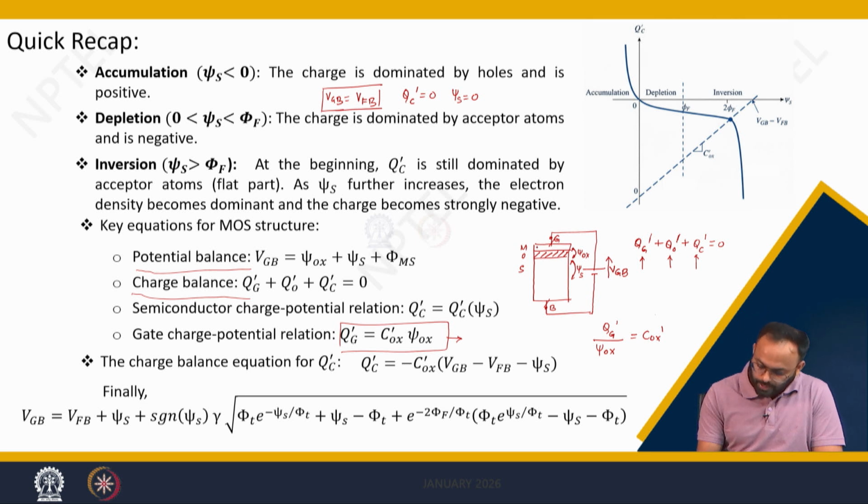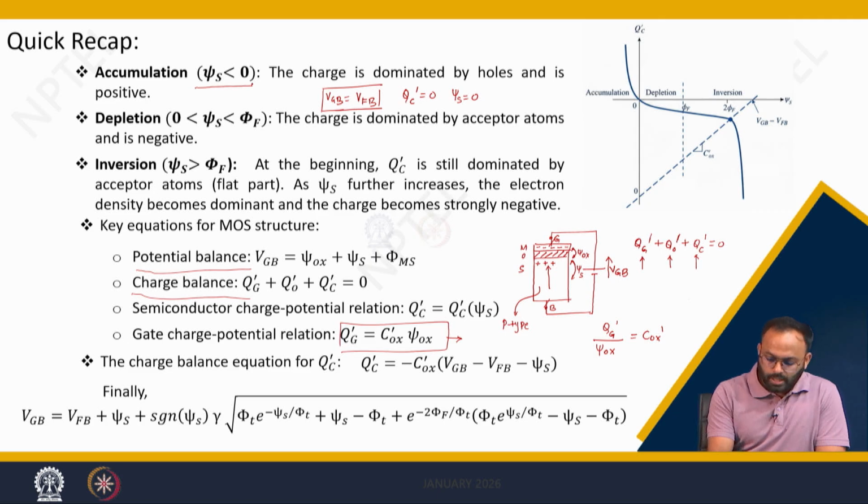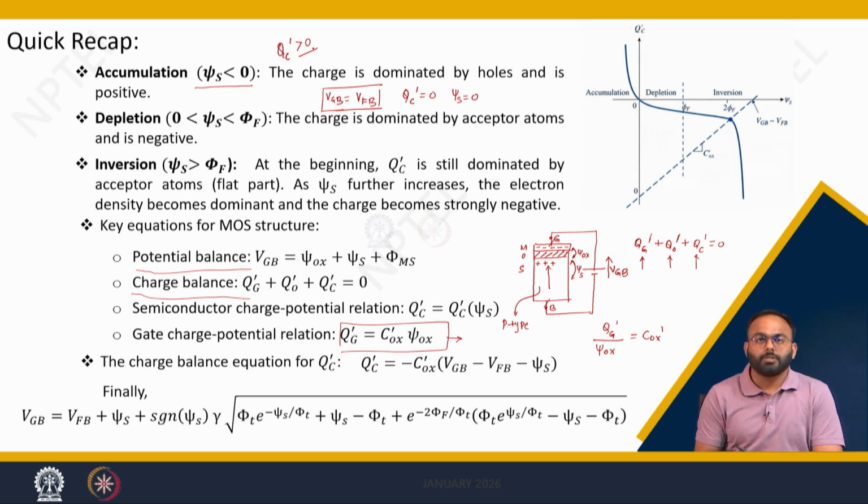Then we said, what will happen if you apply a negative voltage? A negative voltage supplies a negative charge at the gate. Because of this capacitive action, it causes a positive charge here. If we consider a p-type body, then the holes will accumulate near the surface, and this is the accumulation region of operation. In accumulation, the surface potential is negative and the channel charge is positive, predominantly given by holes.